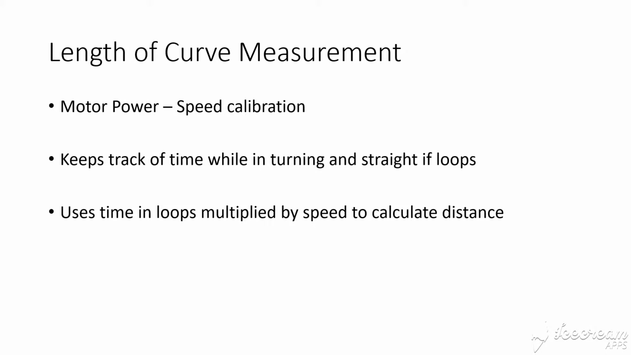By keeping track of how long it spends in each one, we can multiply that by the speed that it goes during each of those if loops. By multiplying the time in the if loop by the speed, we get our distance for each if loop, and then we can add them all up to determine our total distance around the track.